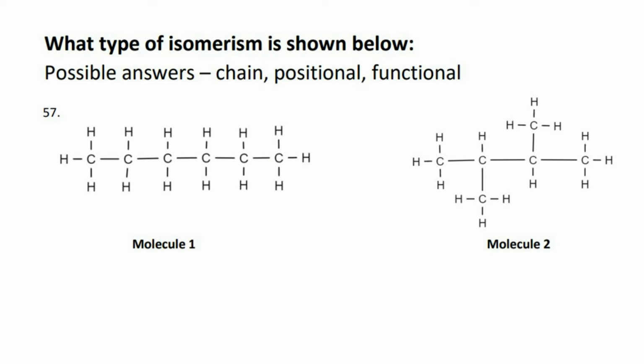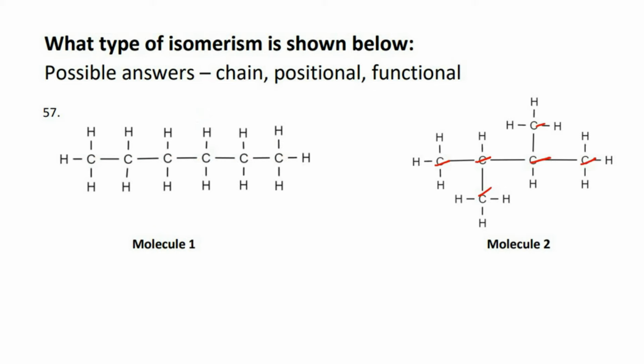So if you look on the left, there would be 1, 2, 3, 4, 5, 6 carbons. On the right-hand side, there's 1, 2, 3, 4, 5, 6. Okay, so that's the same. If you had to count all the hydrogens over here, you would get 14. And if you did the same over here, you would also get 14. So that is what isomers are.